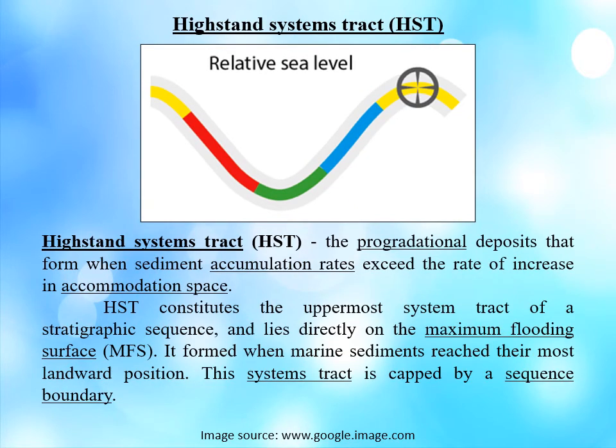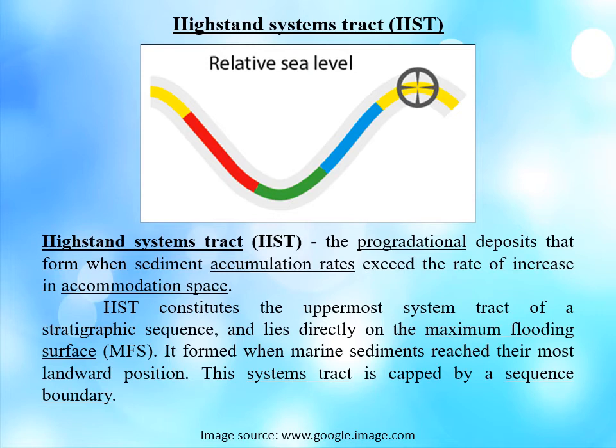Next is the HST, this yellowish portion, this upper part. As I already told you, here my rate of creation of accommodation space is overwhelmed by the sedimentation rate. That means the sedimentation rate is almost equal to or higher than the accommodation space. So the sedimentation is almost aggradational, or regression, that is, progradational sedimentation starts. This portion is known as the highstand system tract.